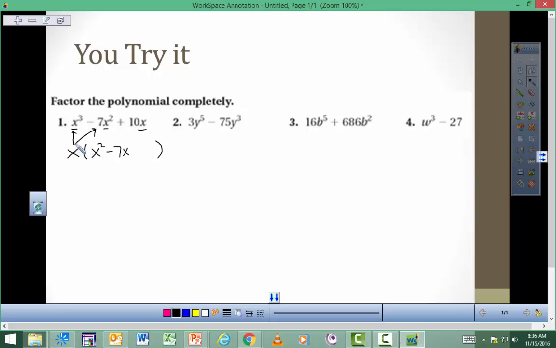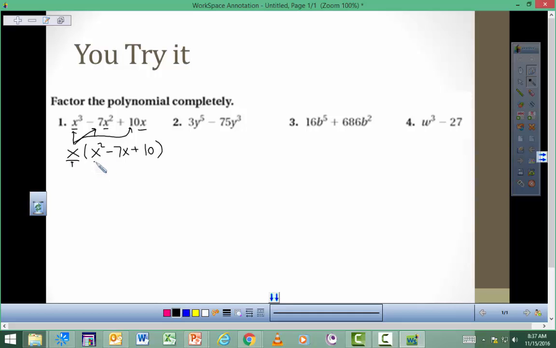Okay? And then finally I just take a peek at this one and I say, okay, what do I need to get 10x? I have an x. It looks like I need a 10. And so that's how I do that. Now, whenever you're factoring, especially in this section here, you want to make sure you factored completely. This factor here is a prime factor. You can't break it down further. Does that sort of make sense? You just write it as x.